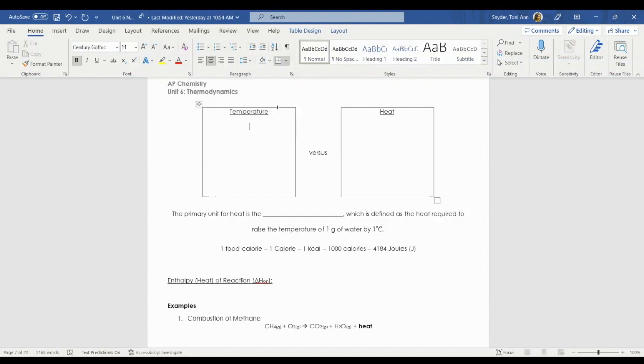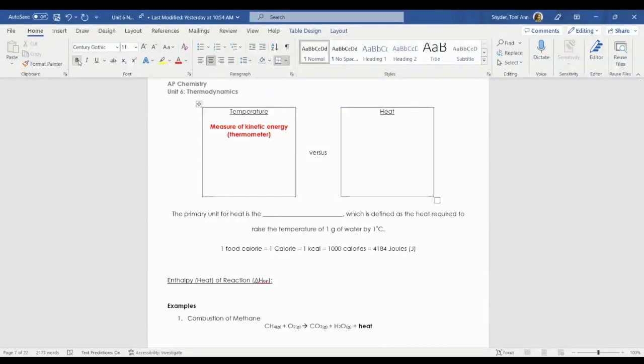So we've talked about temperature quite a bit already, especially in Chem 2. And you might remember that temperature is a measure of the amount of kinetic energy that particles have. And of course, we can measure the kinetic energy by using a thermometer. So you take a thermometer, you find the temperature of something. That is a measure of how much kinetic energy those particles have.